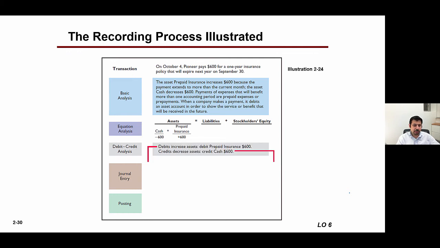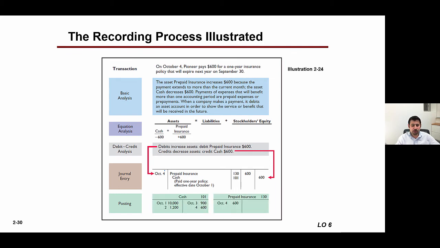The journal entry would be, remember to always put the date, October 4th. We debited prepaid insurance $600, and we credited cash $600. The explanation would be paid 1-year policy in cash, effective date October 1st. Then we post this information to the ledger. Again, this was debited, this is credited.